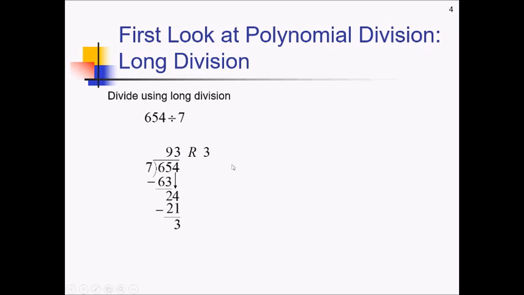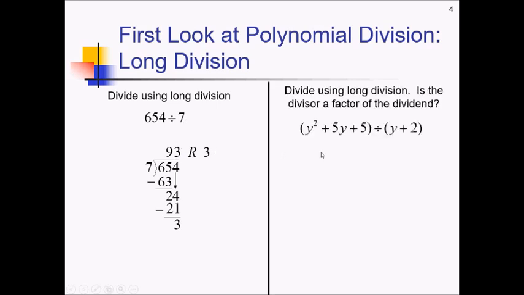Now let's do long division with polynomials. So let's say we're dividing y squared plus 5y plus 5 by y plus 2. How would that even work? And we also want to ask the question, is this divisor here a factor of this dividend? Because that'll be important too. Now over here we saw that 7 is not considered a factor of 93 because the remainder is not 0. And the same thing's going to apply over here, but let's check out the process.